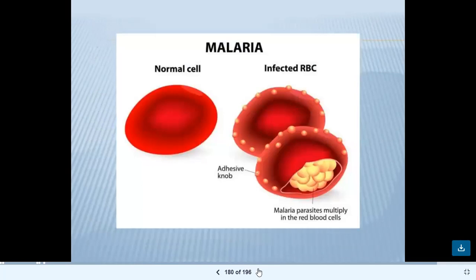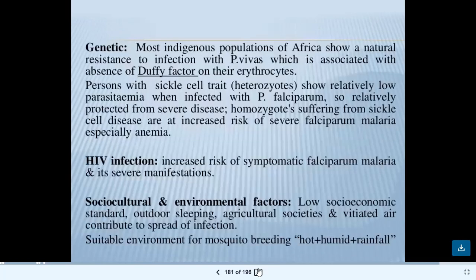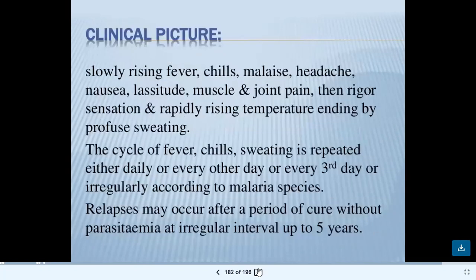You can see in these pictures the normal cells and the RBCs infected with malaria. The clinical picture: slowly rising fever, chills, malaise, headache, nausea, lassitude, muscle and joint pain, then rigor sensation and rapidly rising temperature, ending by profuse sweating.